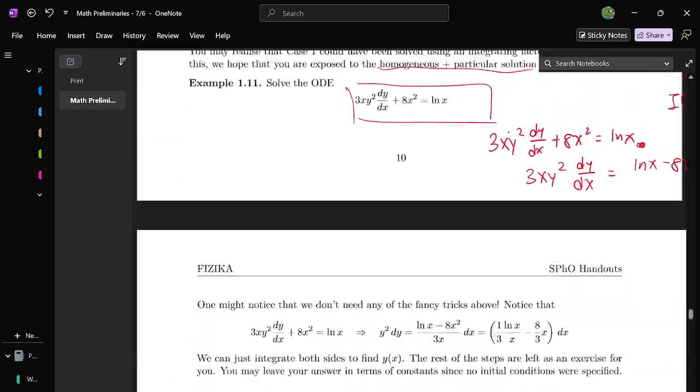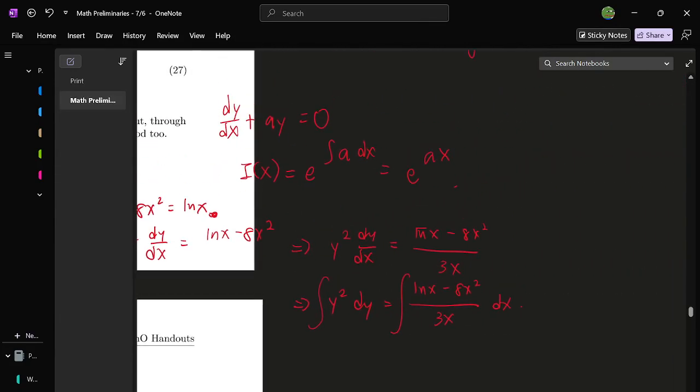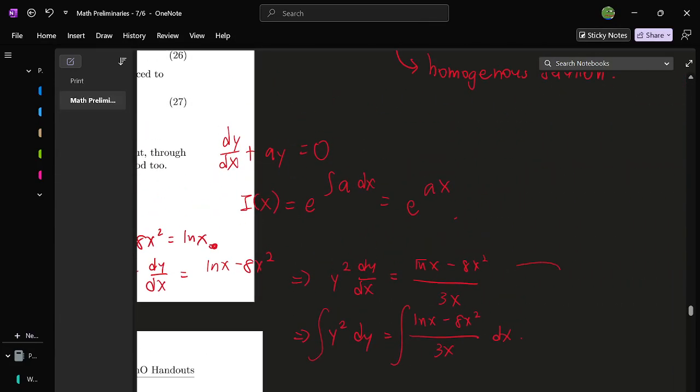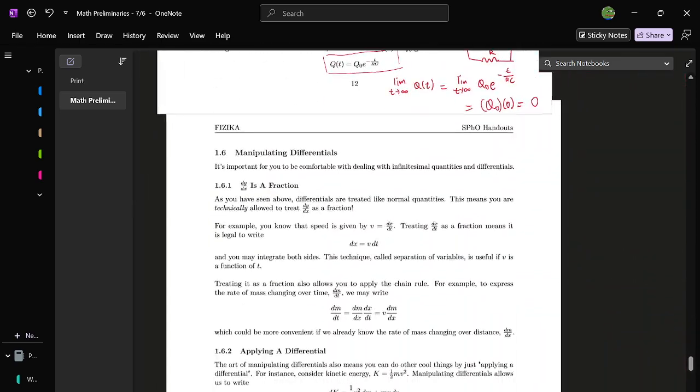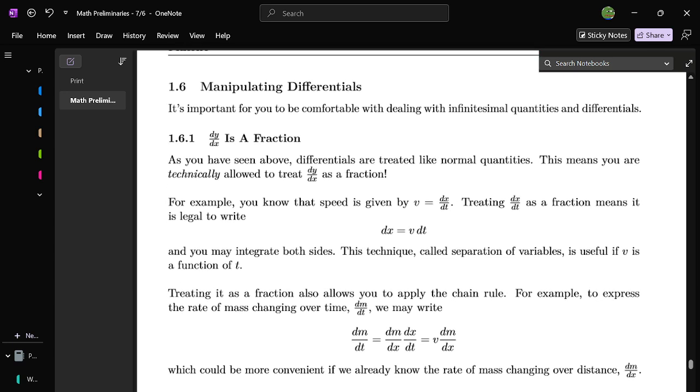Above, when we did variable separation for example 1.11, we did this. And by going from this step to this step, we assume that dy dx is a fraction, which allowed us to bring dx to the other side. So actually, unlike what you might have heard from either your math teacher or someone, yes, you are allowed to treat dy dx as a fraction, and we don't care that much about it in physics.